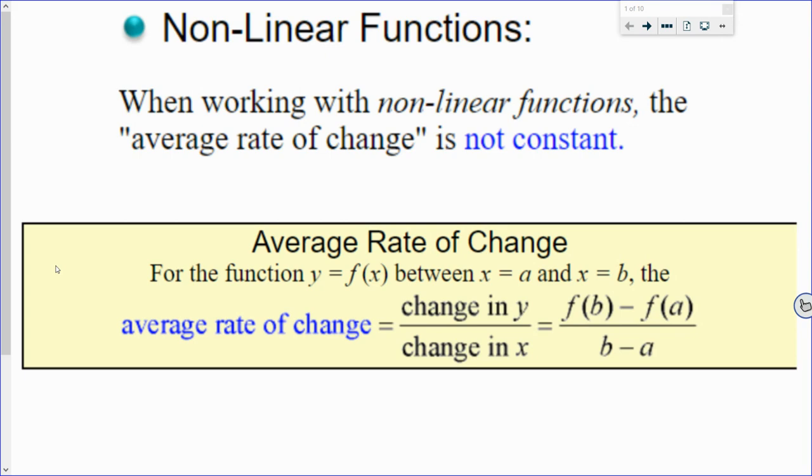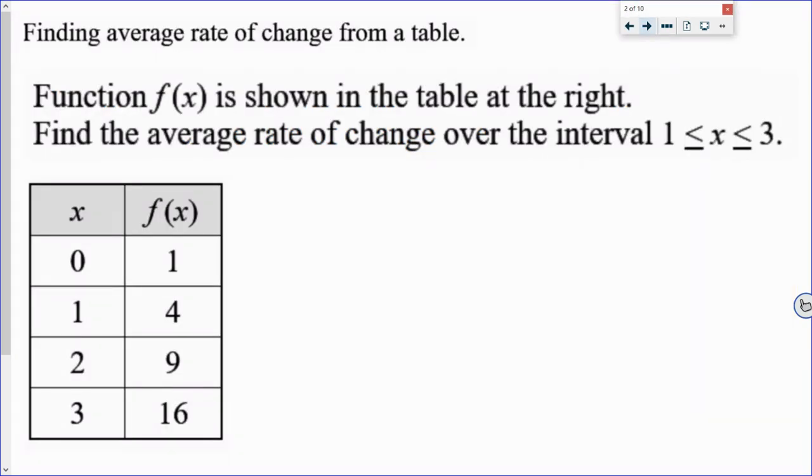And so with a nonlinear function, I might ask you to find the average rate of change over an interval. So I'm just only going to look at a piece of that function and say find that average rate of change. Well, let's look at what that might look like if it were a problem that I would give you. So I've got a table. And this is a nonlinear function. If I were to graph this, it would not be a straight line. But I'm asking you to find the average rate of change.